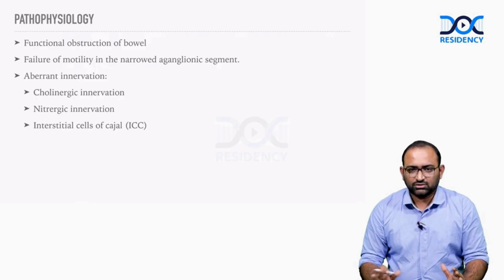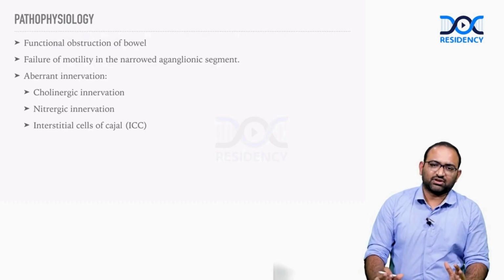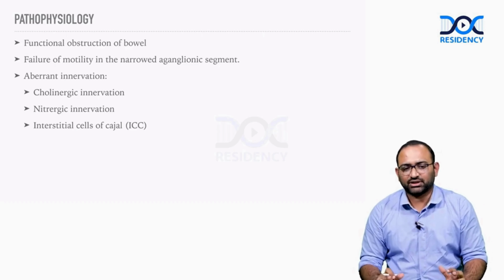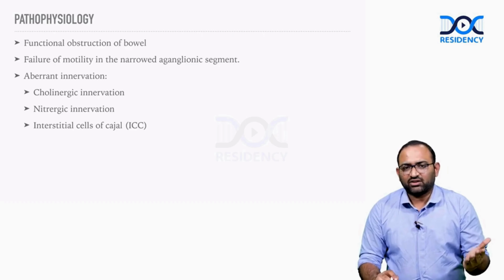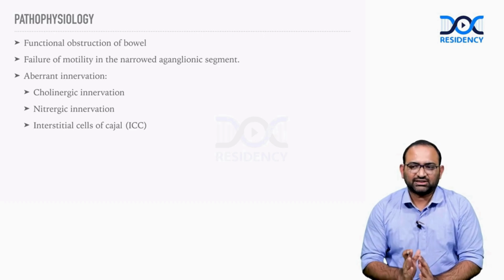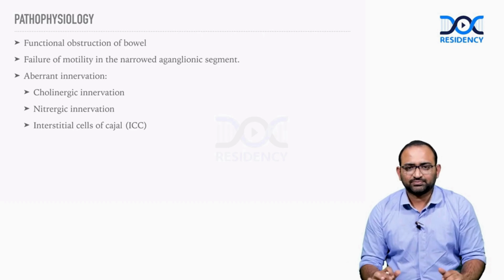So pathophysiology, what is it basically? It is a functional obstruction of the bowel, as we have discussed already. There is failure of motility of the narrowed aganglionic segment. The aganglionic segment basically doesn't move, it is tonically contracted, there is absent peristalsis and it fails to relax.